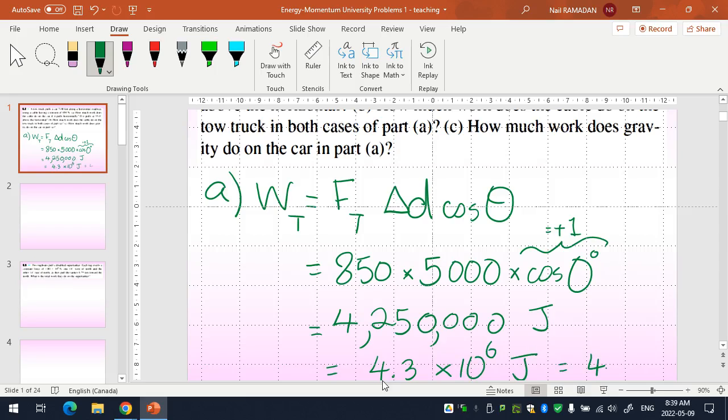Does anyone know what's 10 to the 6? It's a million. What's the scale, in case you were ever asked? Is it kilo or mega? Yes, million is mega. So 4.3 megajoules. Huge amount of work. Why? It's a sizable force, 850 newtons, and it's being acted over 5 kilometers. So that's a lot of energy burnt.